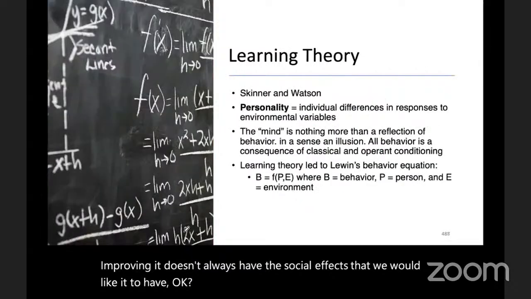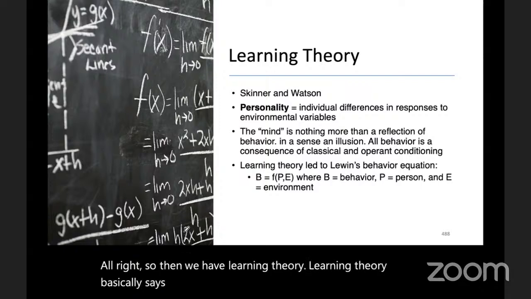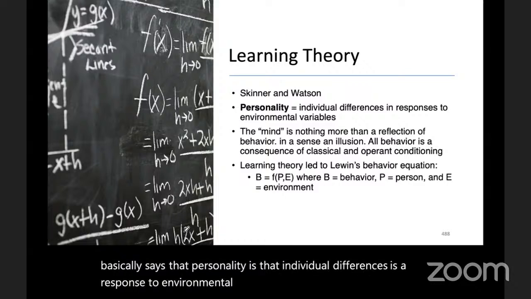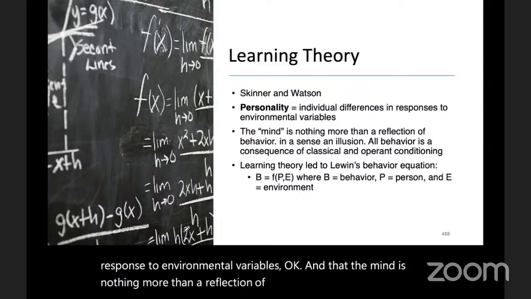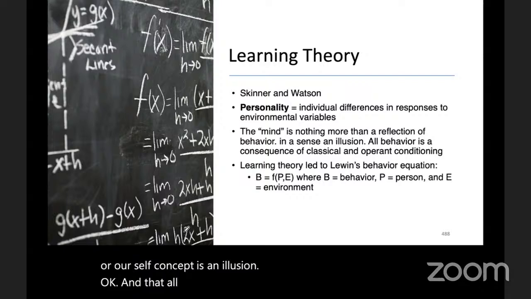All right. So then we have learning theory. Learning theory basically says that personality, that individual differences, is a response to environmental variables. Okay. And that the mind is nothing more than a reflection of behavior. And in essence, our mind or our self-concept is an illusion. Okay. And that all behavior is a consequence of classical and operant conditioning.